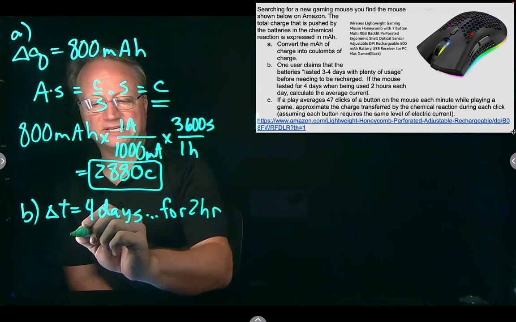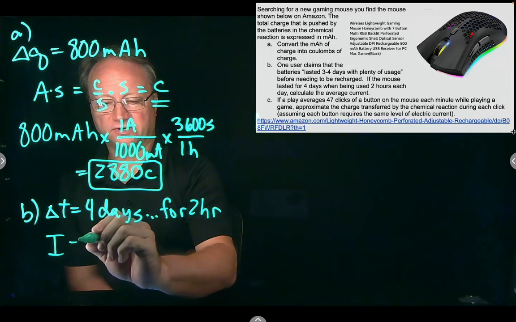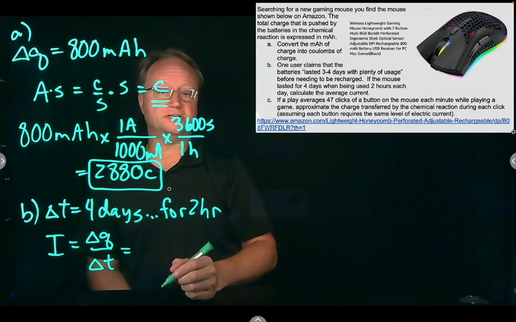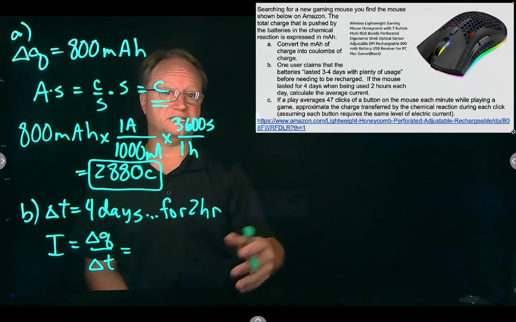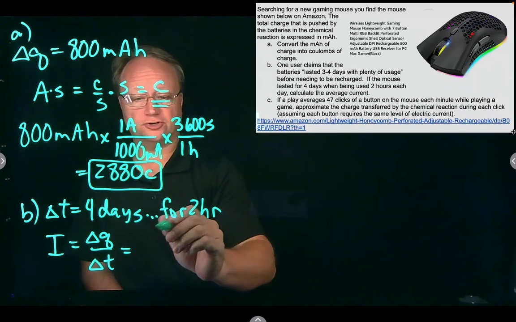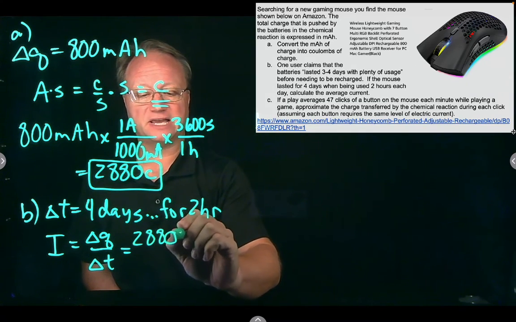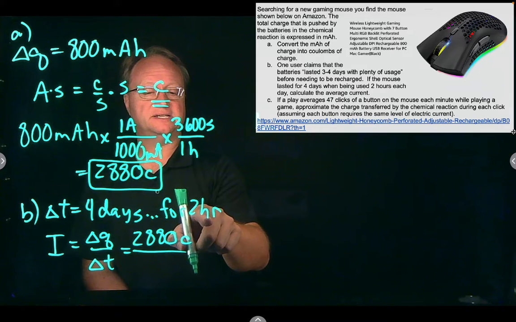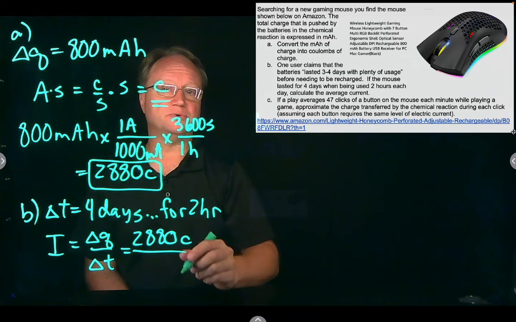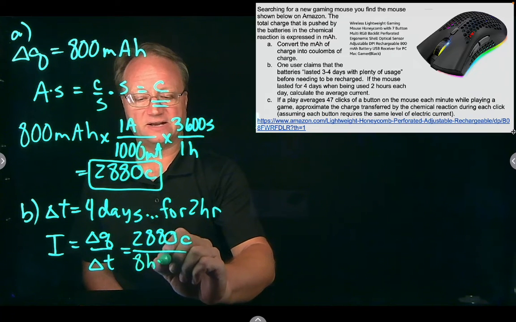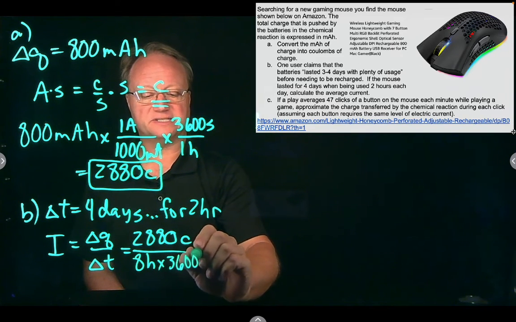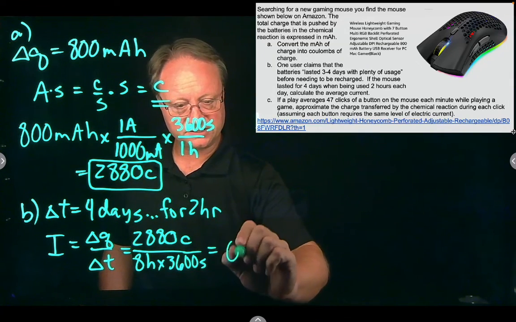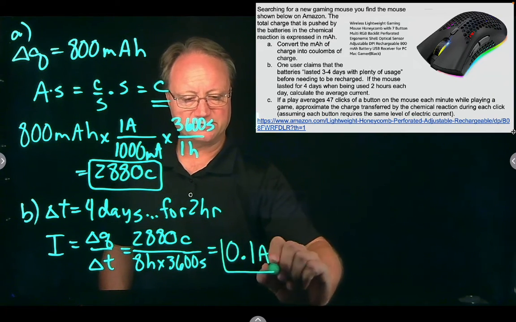So if we want the amount of current, current is defined as quantity of charge over time. We know what the quantity of charge is because the batteries were dead at the end of the 4 days. And so our quantity of charge pushed is 2,880 coulombs. Our time period, 4 days, 2 hours each day, would be a total of 8 hours, but then we need that in seconds. So 8 hours times 3,600 seconds in an hour. So if we convert, we get 0.1 amps.